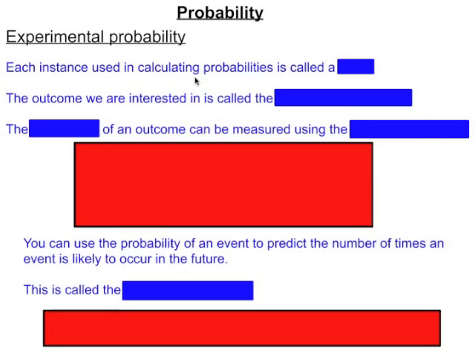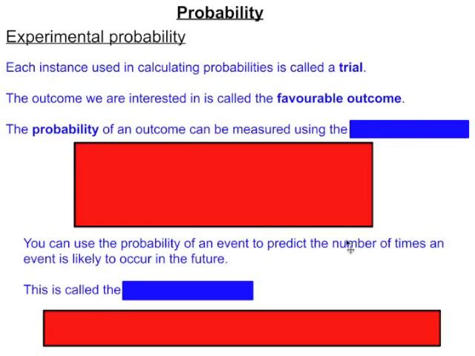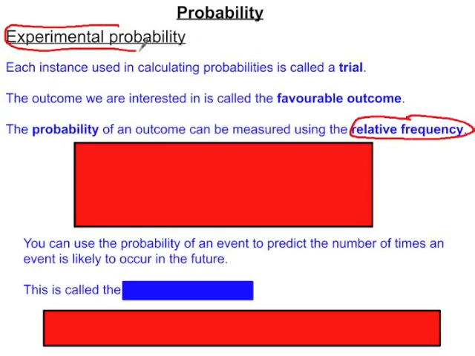To start with, each instance used in calculating probabilities is called a trial, and the outcome we're interested in is called the favourable outcome. The probability of an outcome can be measured using the relative frequency. And in fact, relative frequency means the same thing as experimental probability. So experimental probability is based on some sort of experiment, using trials and looking for favourable outcomes.